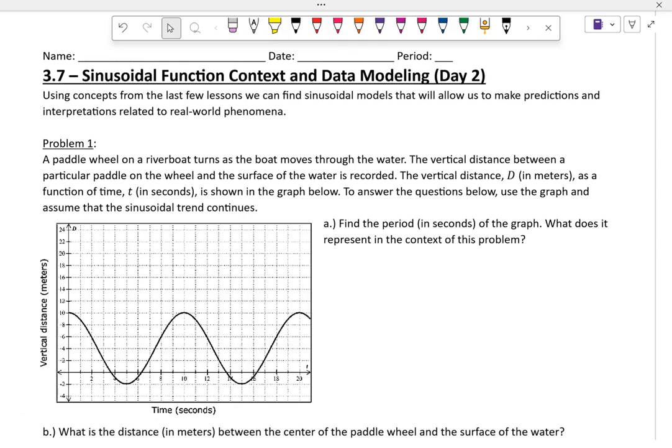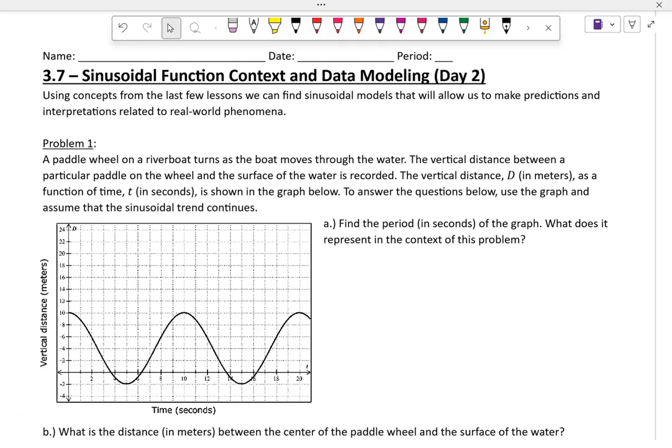So we're going to be using concepts from the last few lessons in finding sinusoidal functions and equations, and we're going to use those and different characteristics of our sinusoidal functions in our context that we have. We're going to be interpreting real-world phenomena.